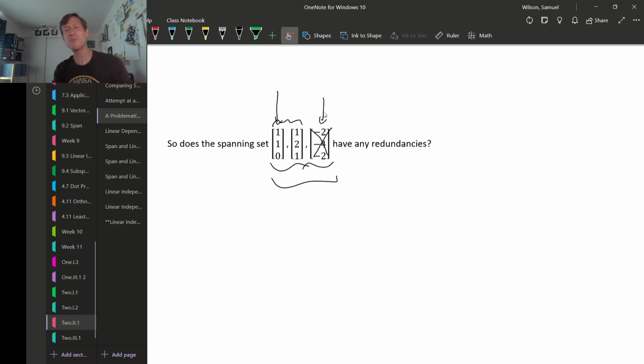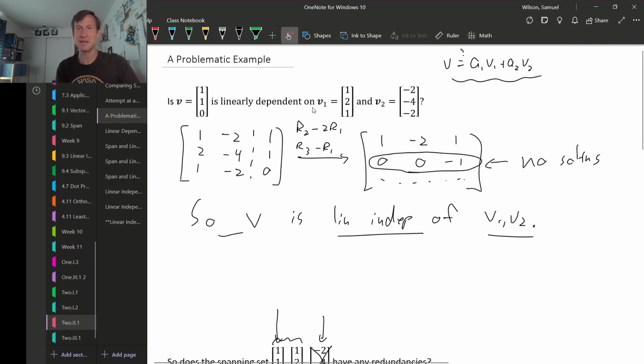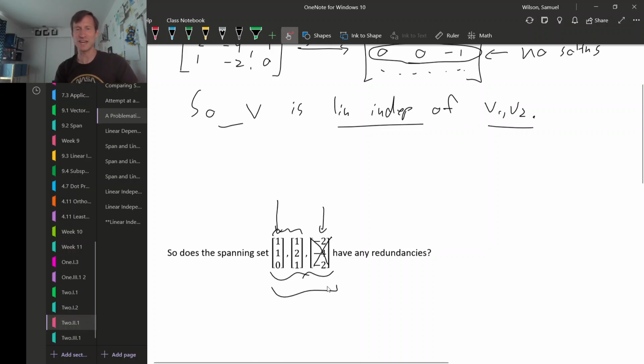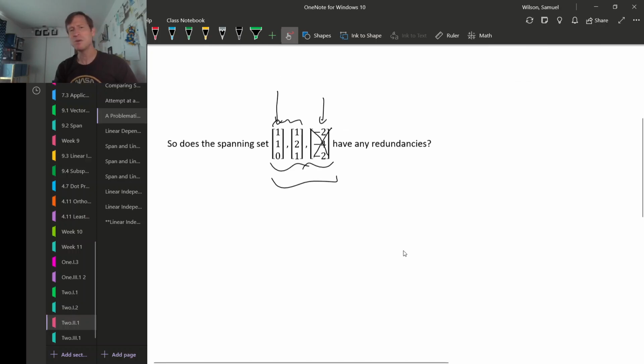So one problem with this way that we've defined linear dependence is that it makes one vector look special, right? So when we ask the question up here, is v linearly dependent on v1 and v2, v is playing a special role, but this question of redundancies, there isn't any special vector. It's really all of them together that determine if there are any redundancies. So maybe what we should do is take this equation that we were trying to solve and rephrase it in a way that doesn't have any special distinguished vector.